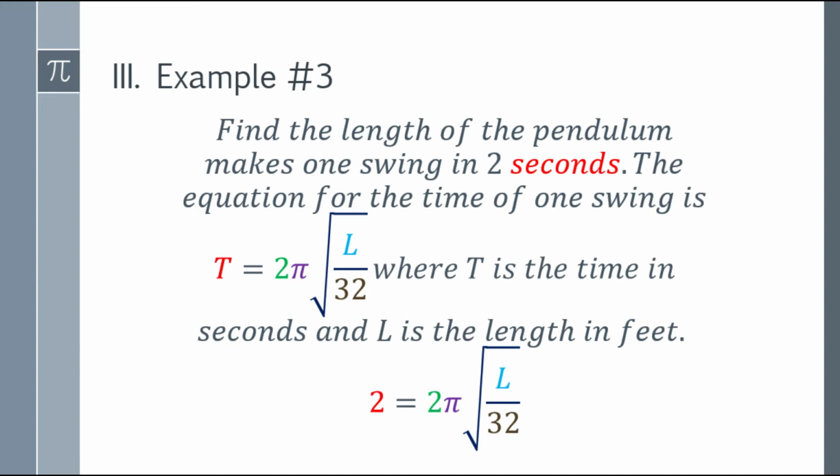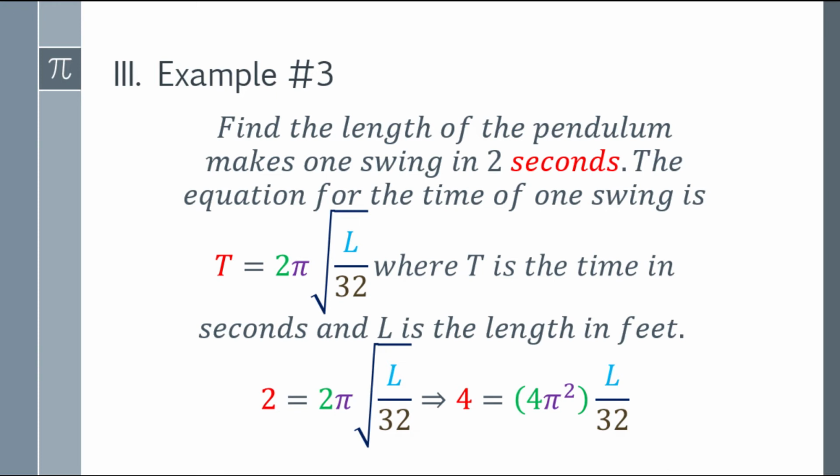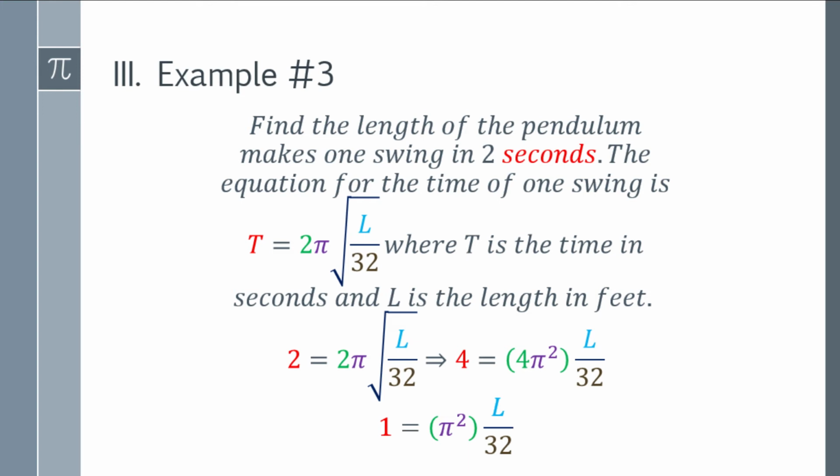Now we already have the equation. We have to simplify it, so we have to square both sides. That will be 4 is equal to 4 pi squared, multiplied to L over 32. Simplify further. You have to divide both sides by 4. That will be 1 is equal to pi squared, multiplied to L over 32.